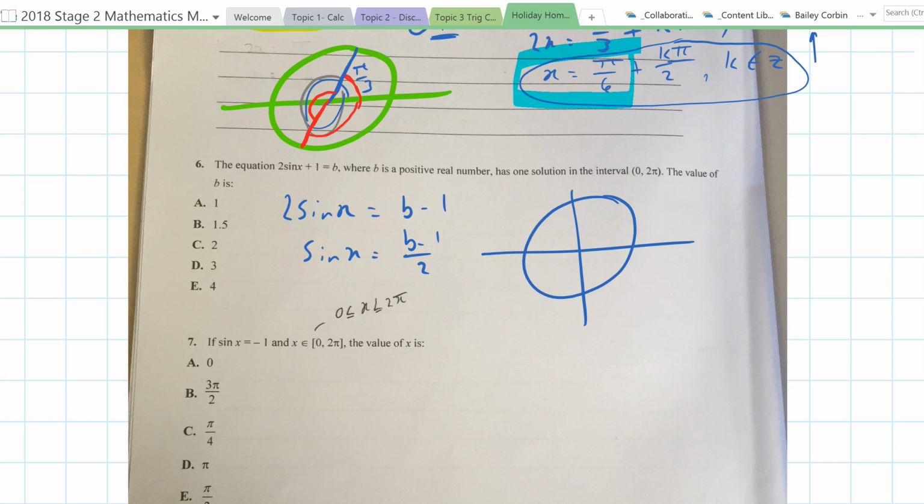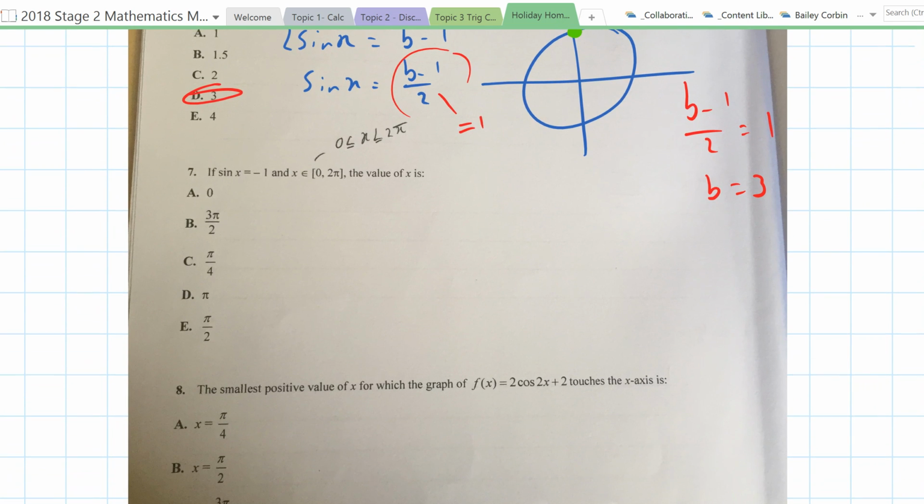Now for that to only have one solution, one positive solution, we're thinking up here. And we needed to get sine x on its own before we could think about it in terms of ordinary unit circle. So sine x on its own will only have one solution, and that's where this side is 1 high. So when this here is equal to 1. And b take 1 on 2 is equal to 1 when b is equal to 3. So our solution is b equals 3.